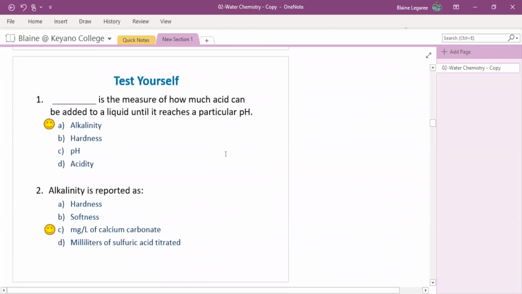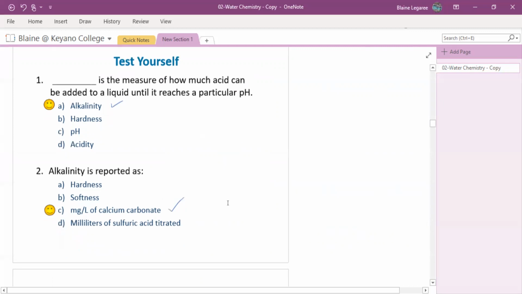Okay, so some quick quiz questions here. And you can see I have the answers labeled because I'm not animating this presentation. But you can see it says number 1, blank is the measure of how much acid can be added to a liquid. So if you're adding acid to a liquid, it must be alkaline, and therefore alkalinity is the answer. Alkalinity is reported as, and remember those units, milligrams per liter of calcium carbonate.